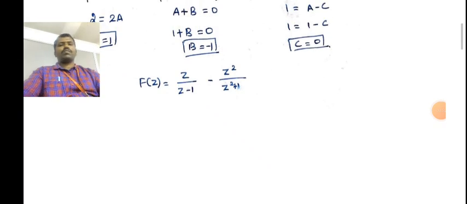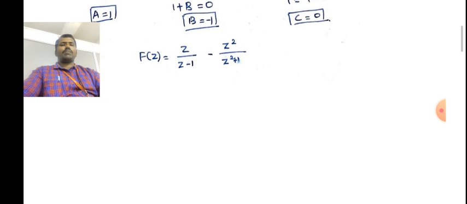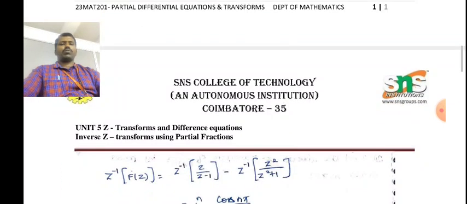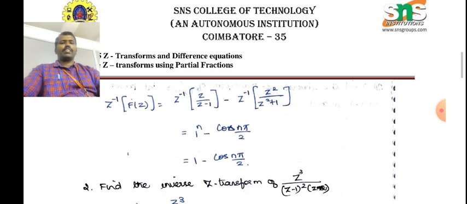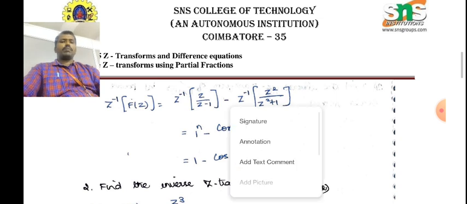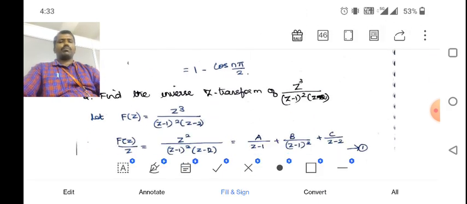Next, substitute the values of a, b, c. F of z equal to z by (z minus 1) minus z squared by (z squared plus 1). Taking the inverse Z transform of f of z, equal to inverse Z of z by (z minus 1) minus inverse Z of z square by (z square plus 1). The answer is 1 power n minus cos n pi by 2. This one is the first sum.